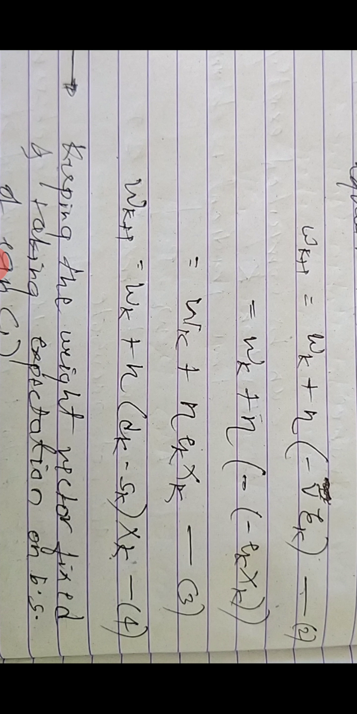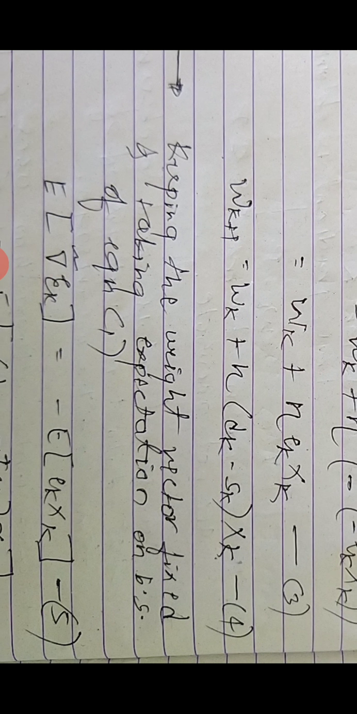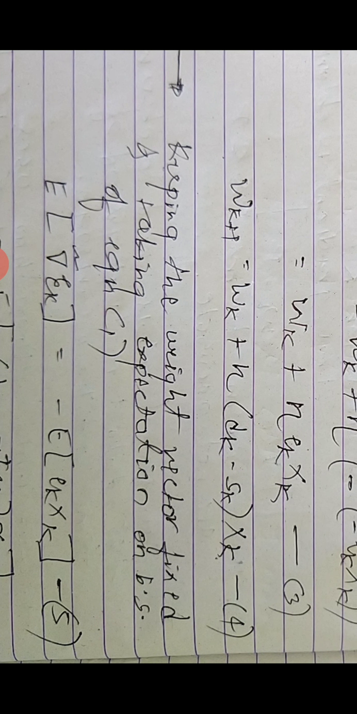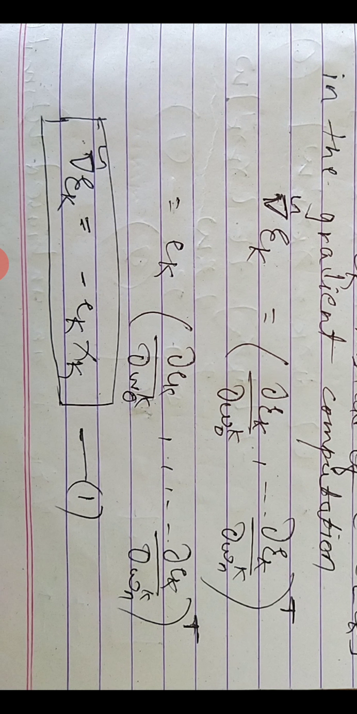So in order to do that, what we'll be doing is applying our expectation. So the next step is nothing but keeping the weight vector fixed and taking the expectation on both the sides of equation 1. So you already know what is your equation 1. It is nothing but your del tilde of epsilon of k equals minus e of k into x of k. Okay.